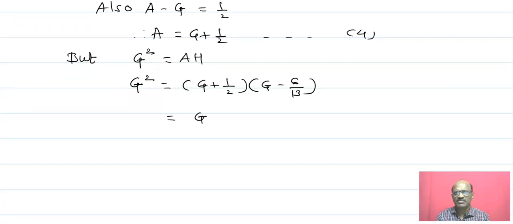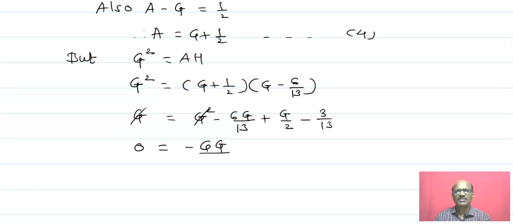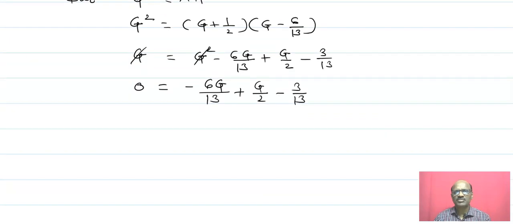Make their multiplication: G square minus 6G upon 13, plus G upon 2, and last is minus 3 upon 13. That is, G square gets cancelled on both sides. I wanted to write G square on the left hand side, but it is only the G, a small mistake. Therefore 0 is equal to minus 6G upon 13 plus G upon 2 minus 3 upon 13. Now evaluate this.